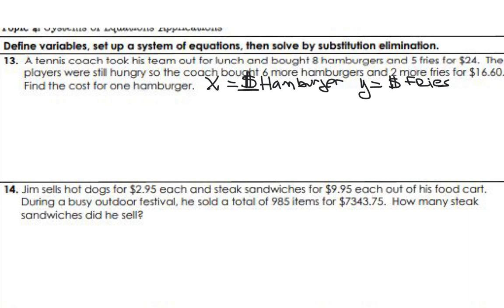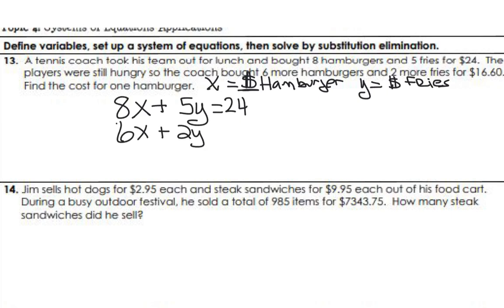All right, so the first time he went up there, he bought 8 hamburgers. So 8 times the cost of hamburgers will tell you how much money he spent on hamburgers, plus 5 fries. So 5 times the cost of fries will tell you how much he spent on fries. And what he spent on hamburgers and fries totaled $24. The second time he went up there, he bought 6 hamburgers and 2 more fries for 16.60. So there's our equation.